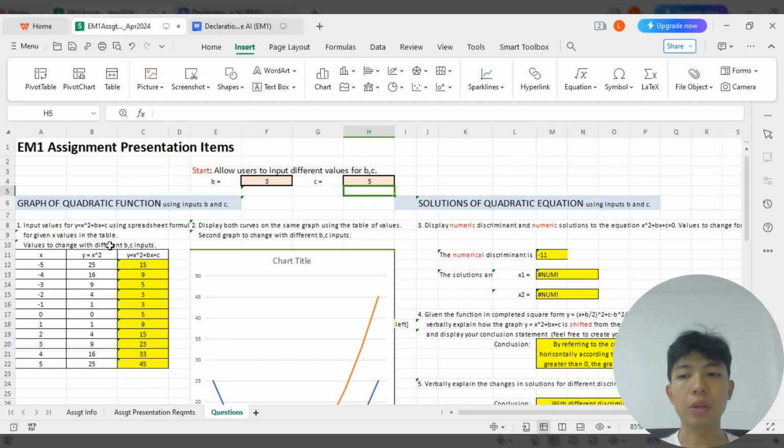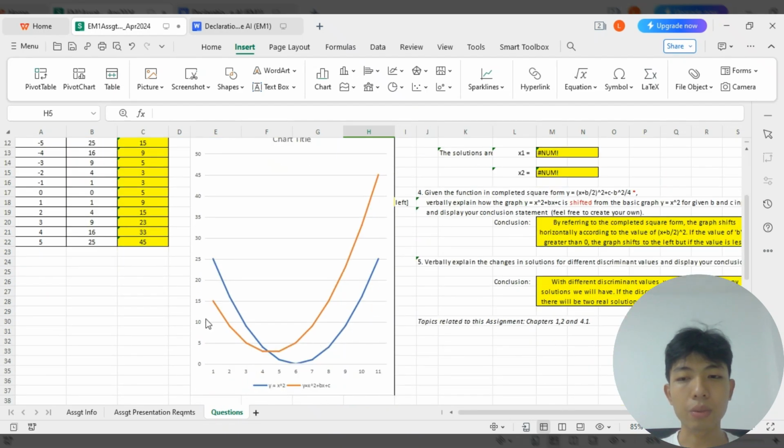So firstly, let's take a look at the table. In the table, we are given the values of x, and we are going to substitute the values of x and the values of b and also the values of c into this equation to get the values of y. After getting the values of y for the whole table, we can start working on the graph by plotting the values from the table.